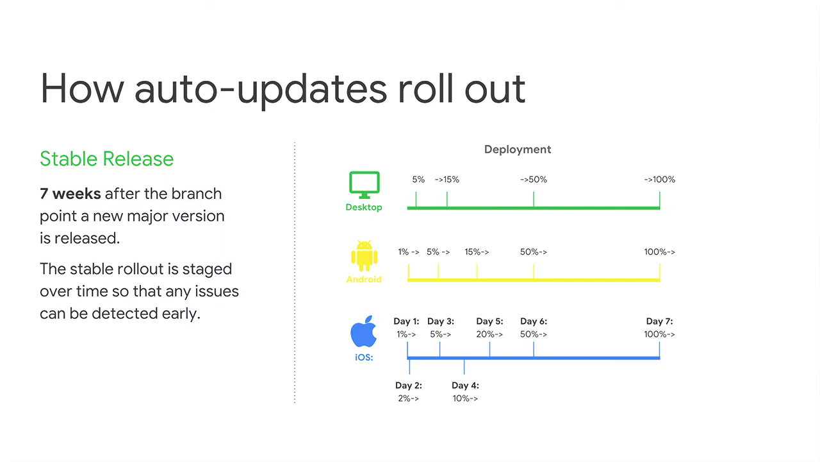So let's talk about desktop first. Desktop consists of the main platforms, including Windows, Mac, and Linux. Linux is ramped to 100%, but the other platforms, including Mac and Windows, kind of follow a staged rollout approach.